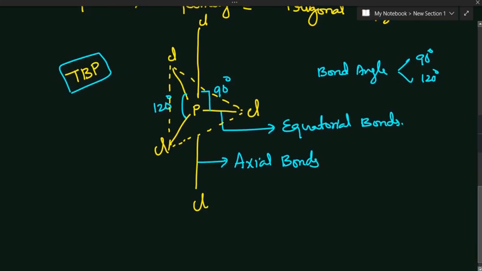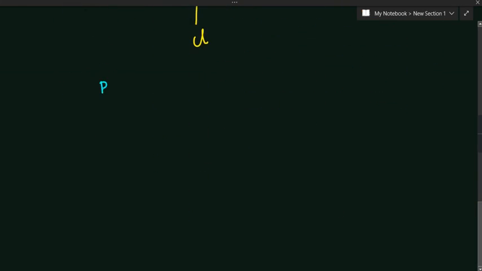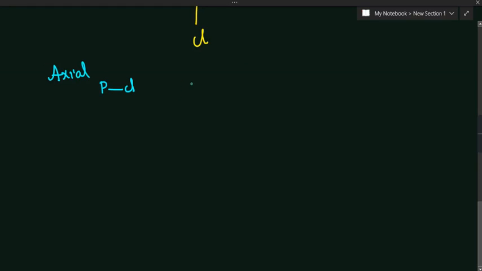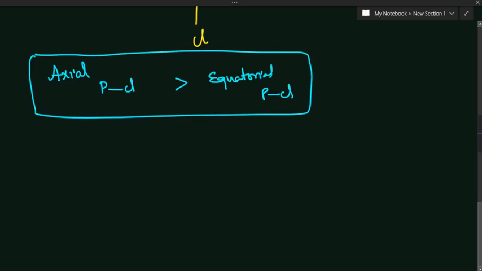And a very interesting point to note here is P-Cl axial bonds are longer than P-Cl equatorial bonds. This is a very important point to note. Axial bonds of P-Cl are longer than equatorial P-Cl bonds. I am talking about bond length.